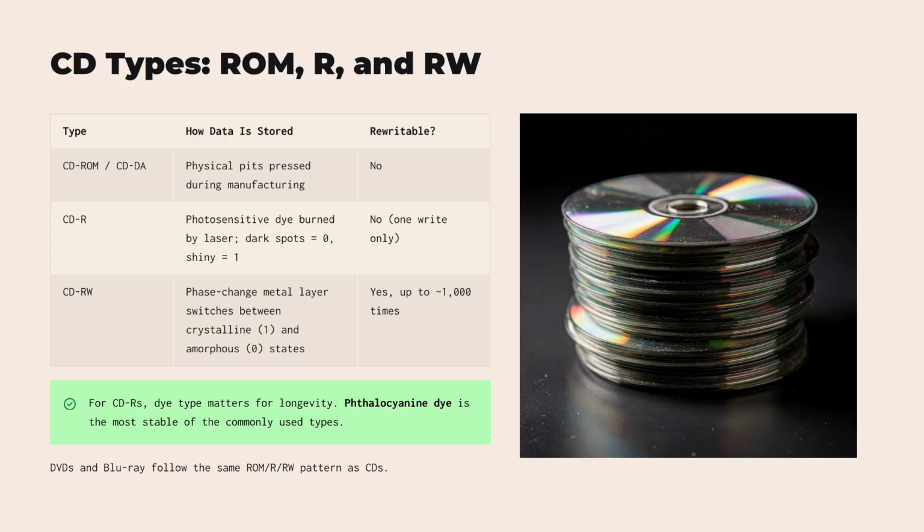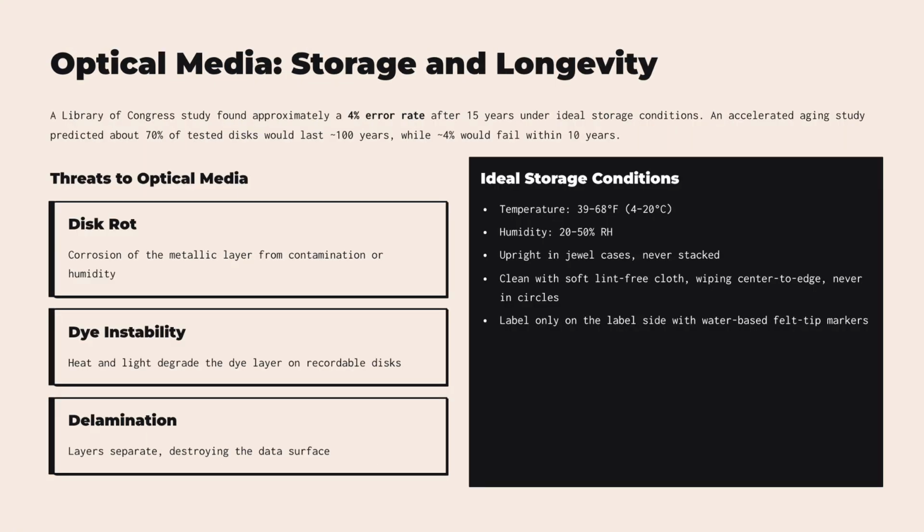For archivists, the dye stability question is significant for CD-Rs and their equivalents. Three dye types are commonly found in recordable optical media: phthalocyanine, cyanine, and azo. Of these, phthalocyanine is the most stable. If you are choosing recordable optical media for archival use, that is the specification you want.